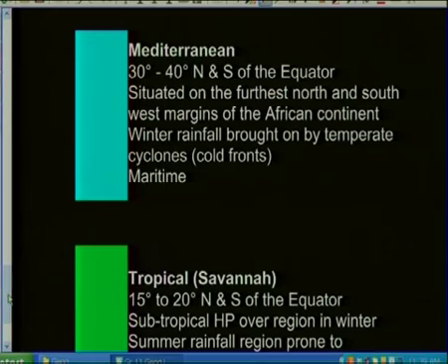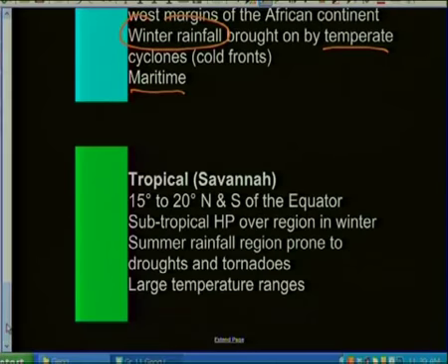That blue zone, what we call the Mediterranean region, 30 to 40 degrees north and south of the equator, this is where you are situated on the furthest northern and southern west margins of the African continent, and you have a lot of winter rainfall happening there as a result of temperate cyclones or mid-latitude cyclones, which you'll learn more about in grade 12. Very maritime climate related to the sea and the moderating effect of oceans.